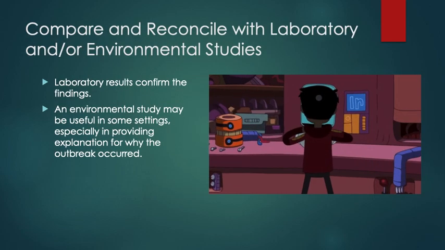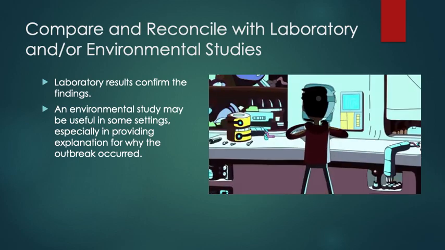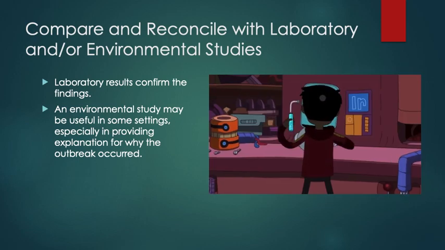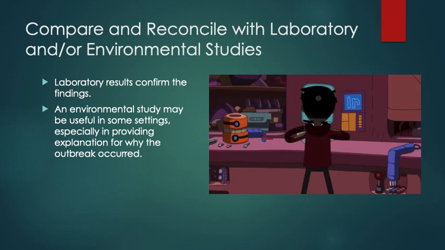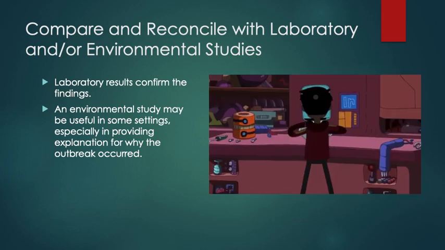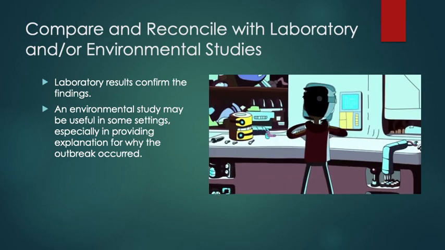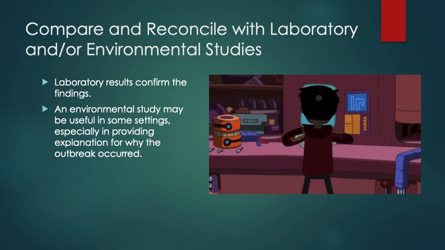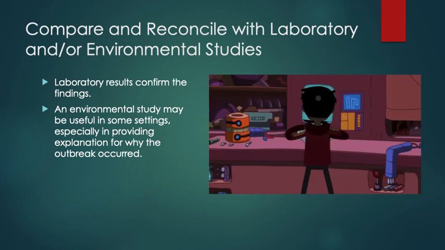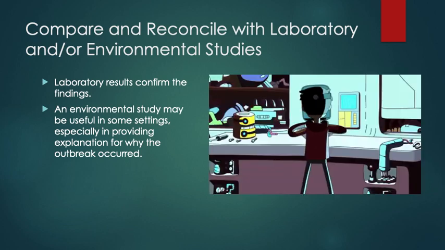Once we have our hypotheses in place, we then begin to compare and reconcile those with laboratory studies or environmental studies. We use laboratory results to confirm findings. So we would use PCR tests to study Zika or dengue or COVID. Environmental studies can also be useful in some settings, especially if we're looking at an explanation for why an outbreak occurred. So think about how we could have an outbreak of salmonella, and we might want to look at the environment to look at, say, spinach crops to see if there were specific geographic locations that spinach came from that were contaminated with salmonella.